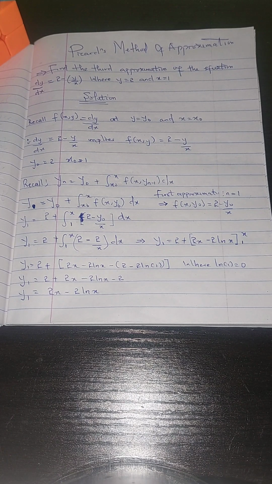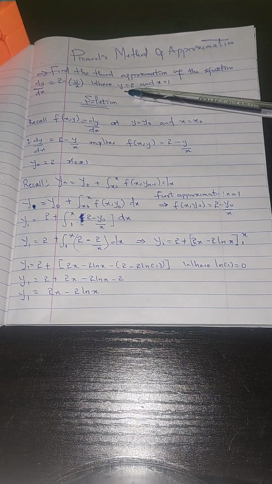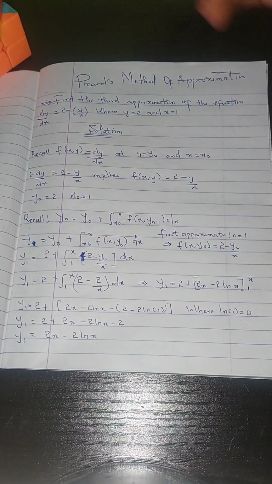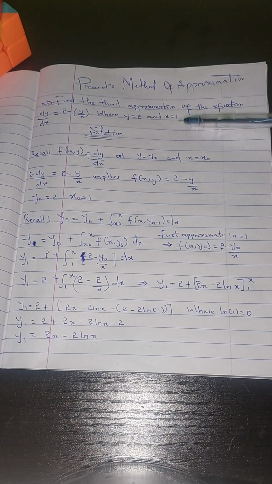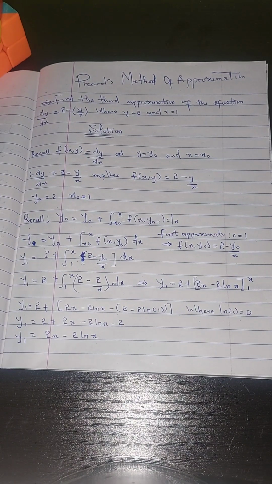So for this, you have to find the third approximation of the equation dy over dx equals 2 minus y over x, where y equals 2 and x equals 1. Don't forget, in the previous solution we stated that anytime you have this, it implies your y naught equals 2 and your x naught equals 1. Straightforward. It is important that you know that.